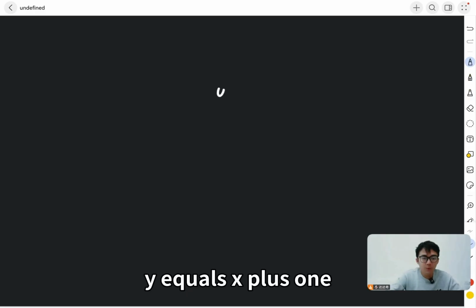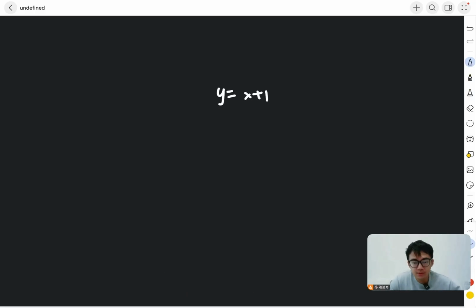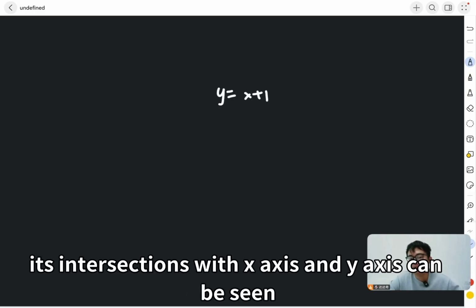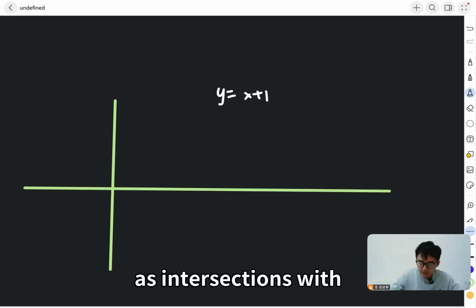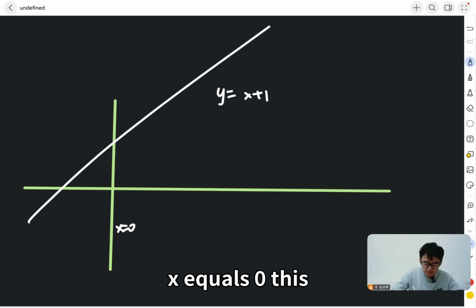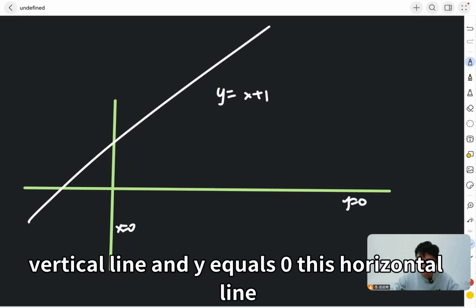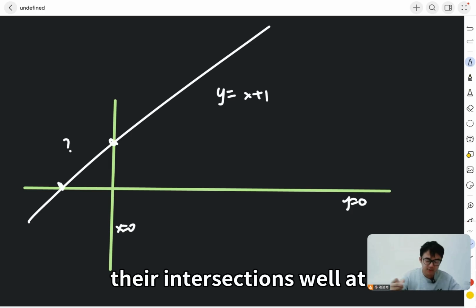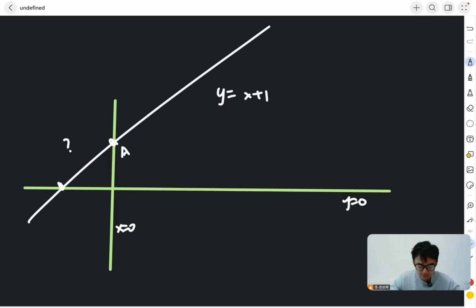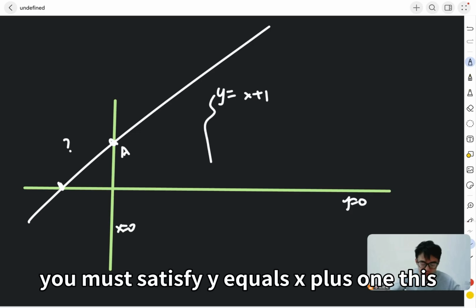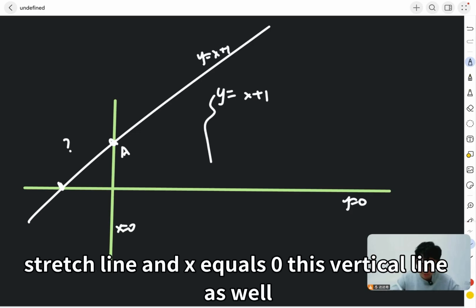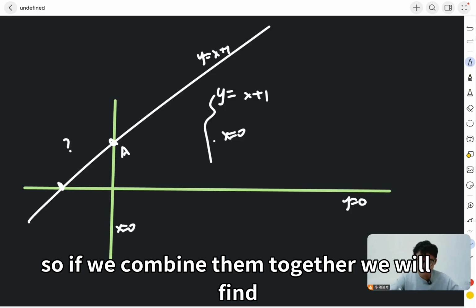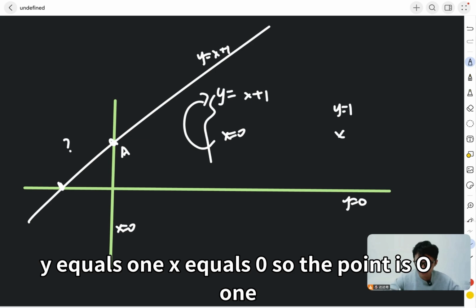Take the line y equals x plus 1. Its intersections with the x-axis and y-axis can be seen as intersections with x equals 0, this vertical line, and y equals 0, this horizontal line. So how to find their intersections? Well, as for point A, it must satisfy y equals x plus 1, this straight line, and x equals 0, this vertical line as well.